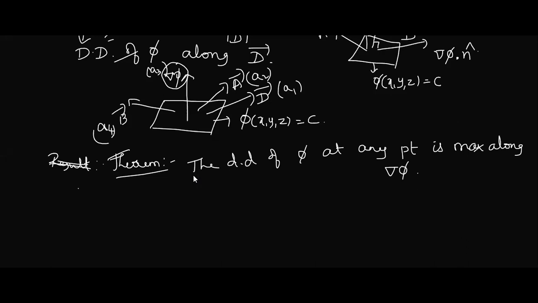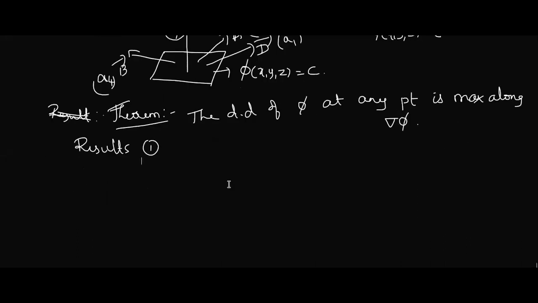Now here we have some results. I'll send these notes, but I'll just explain the part. The first part is, if I want to find the angle between two surfaces, I'll take only this one result, which is very, very important. The others are not that much. Okay, the angle between two surfaces.